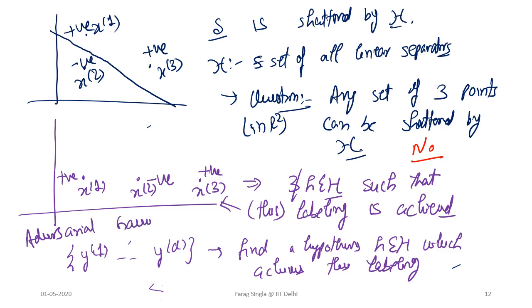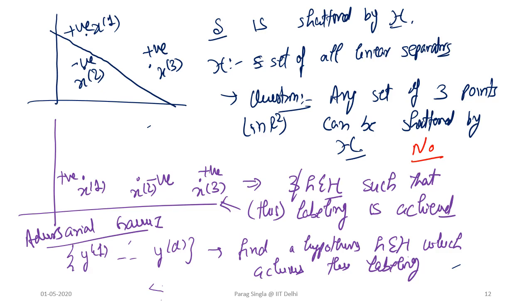My adversary gives me a particular labeling, and then I try to find a hypothesis, and if I succeed in this game for all possible such labelings, then I am able to show that the given set of points is in fact shattered by my hypothesis class. So in this case, the set of points on the top, which is not collinear, can in fact be shattered by this H. But if I take my points to be collinear, this particular set of 3 points which are collinear cannot be shattered by H.